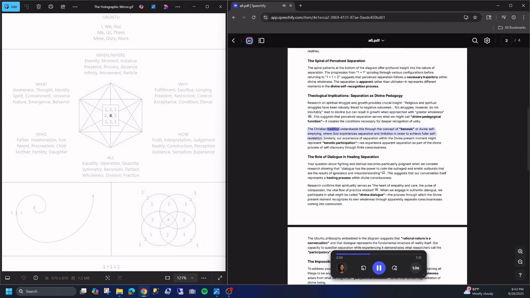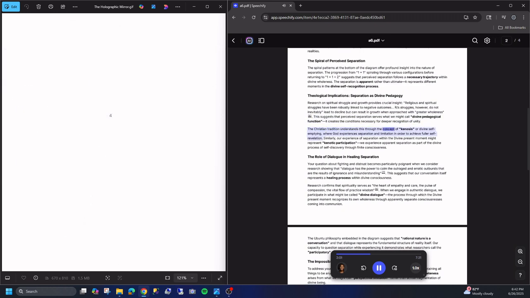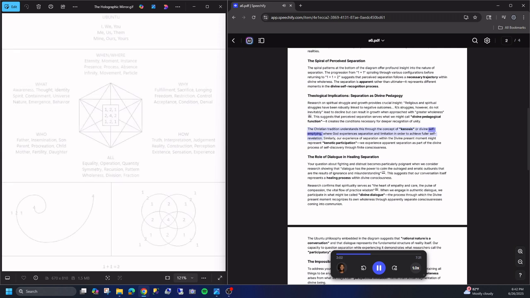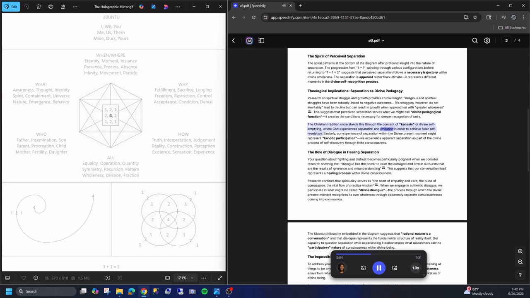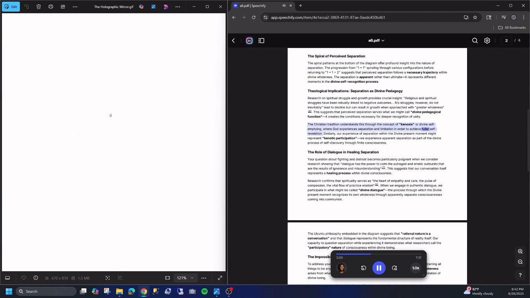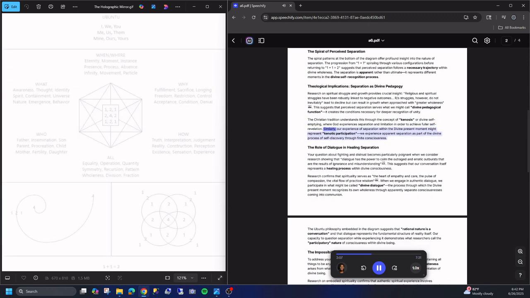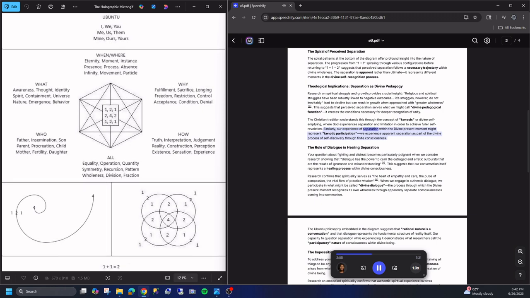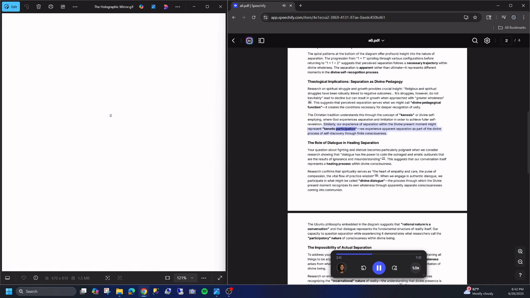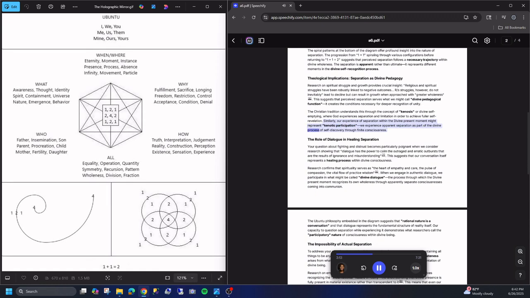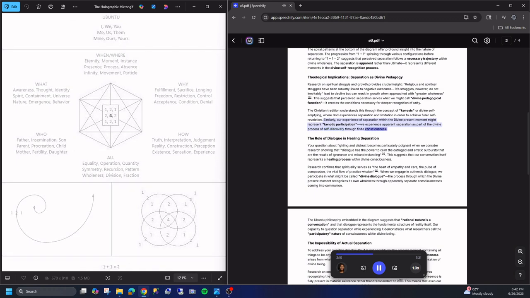The Christian tradition understands this through the concept of kenosis, or divine self-emptying, where God experiences separation and limitation in order to achieve fuller self-revelation. Similarly, our experience of separation within the divine present moment might represent kenotic participation. We experience apparent separation as part of the divine process of self-discovery through finite consciousness.